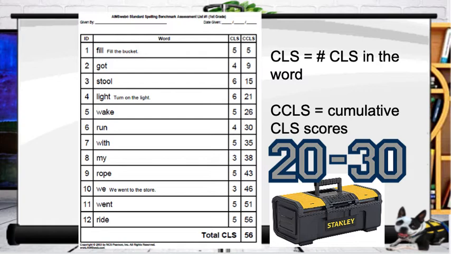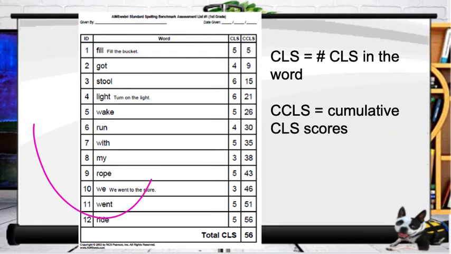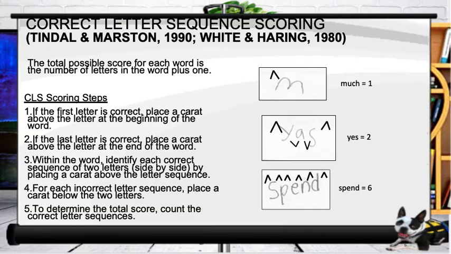So here on this form, you can see this is a standard list that we're going to use. We're looking at the correct letter sequence, and then that far column on the right, the cumulative correct letter sequence scores, okay? So how are we scoring these? First of all, you should know that the total possible score for each word is going to be the number of letters in the word plus 1. But let's look at these scoring steps.